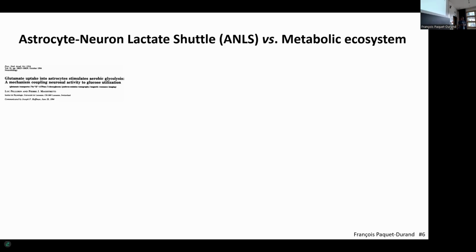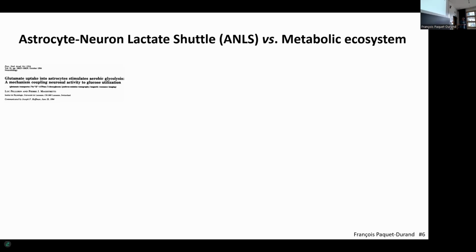Now, to try and resolve this kinetic incompatibility, Luc Pellerin and Pierre Magistretti came along with an idea that would basically split glycolysis and oxidative phosphorylation across two different cell types. They said, in the brain, we have glial cells and we have neurons. How about the glial cells doing the glycolysis and the neurons the oxidative phosphorylation, and then this kinetic incompatibility would resolve. The glial cells deliver pyruvate or lactate perhaps, and then the neurons use that and problem solved.